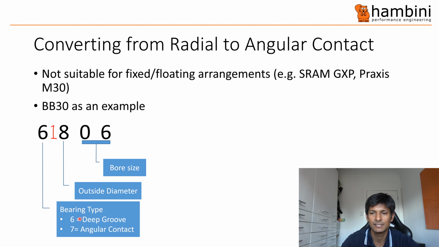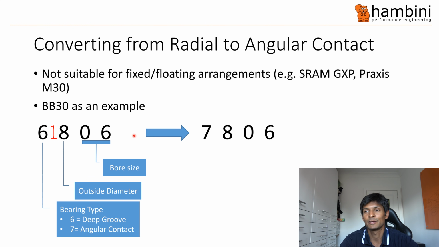A bearing type 6 is a deep groove radial bearing, and a 7 will be an angular contact bearing. So if you want to fit angular contact bearings in your BB30 bike, all you do is change the first digit to a 7. And that's it. The rest of the dimensions of the bearing are the same. It's only the first digit that needs to be changed.